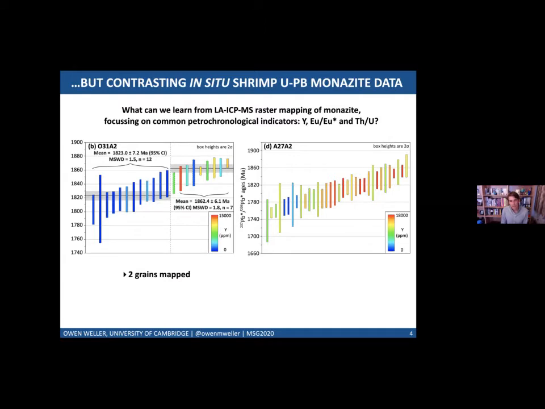So we analyzed two grains in the sample that we thought we understood well as a kind of control sample. And then we analyzed 7 grains in this much more complicated data set in a range of textural petrographic locations. So I'm mainly going to be focusing on this sample A27A2 and showing you data from the sample, although towards the end, I'll come back to the simpler sample.